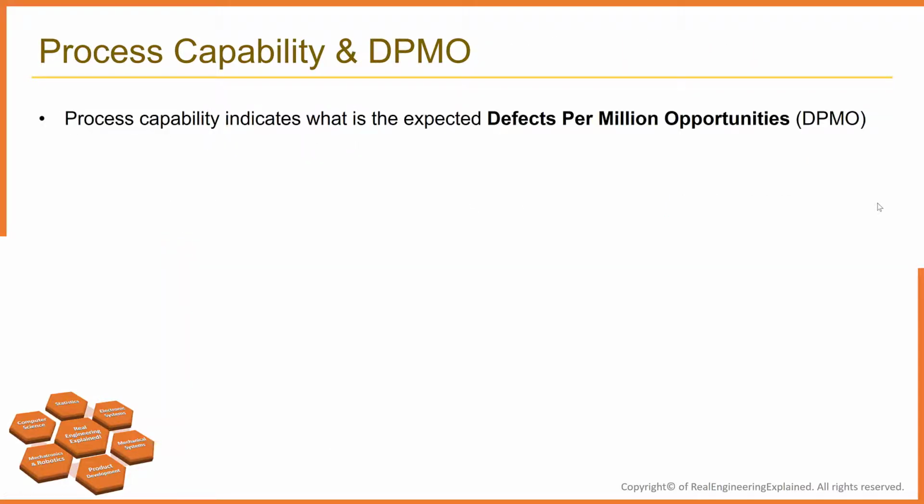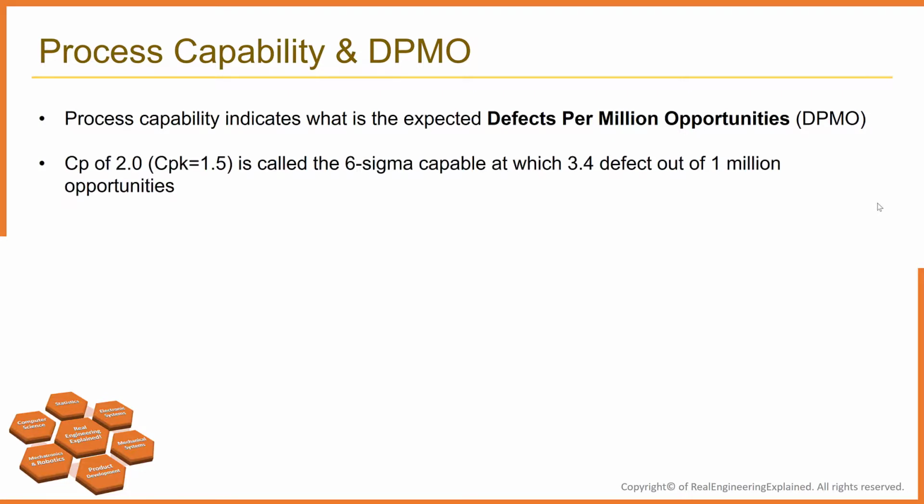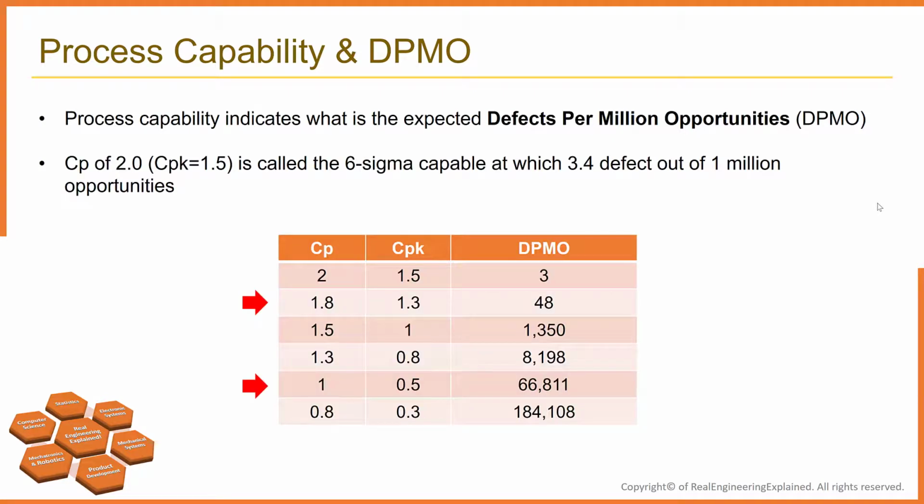One way to calculate process capability is through the number of defects per opportunity. This is usually used for discrete data, and in manufacturing the usually acceptable number is 3.4 defects per million opportunities, DPMO. This table shows for CP equal to 1.8 and CPK 1.3, the DPMO is 48. It means 48 defects per million opportunities. And for CP equal to 1 and CPK 0.5, the DPMO will be 66,811.